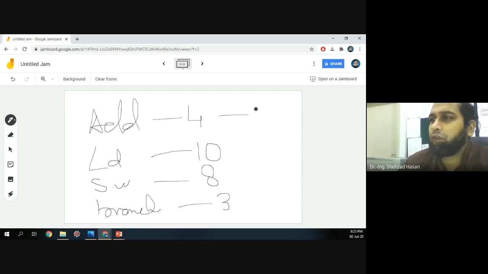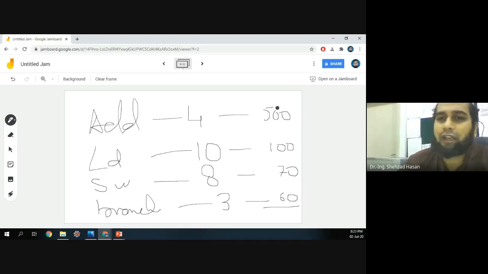And if in your program you have say 500 add and subtract instructions, say 100 load instructions, 70 store instructions, and say 60 branch instructions, if you add all these together, that's your total instruction count. But we are not interested in the total instruction count. We are interested in finding out the CPI.